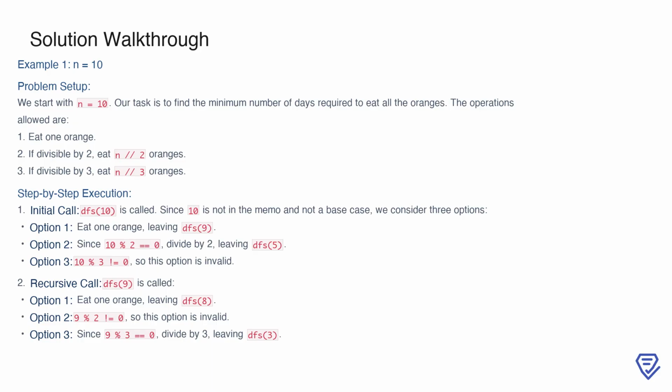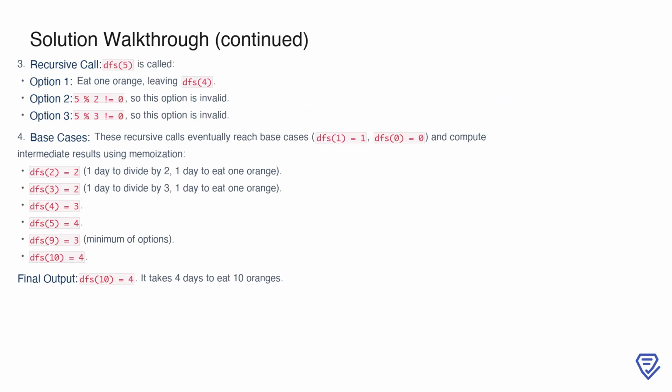Now, focusing on DFS 9, we again explore the 3 options. Eating 1 orange leads to DFS 8, dividing by 2 is not valid since 9 isn't divisible by 2, but dividing by 3 is valid, giving us DFS 3. This process of exploring options continues recursively for each subproblem. When we reach DFS 5, we again analyze the 3 possibilities. Eating 1 orange results in DFS 4. However, dividing by 2 or 3 isn't possible because 5 is not divisible by either.